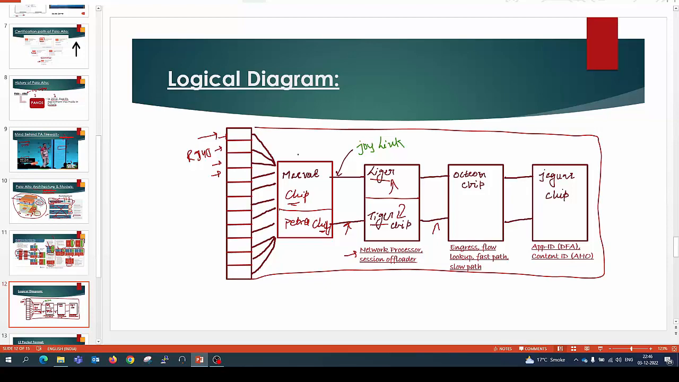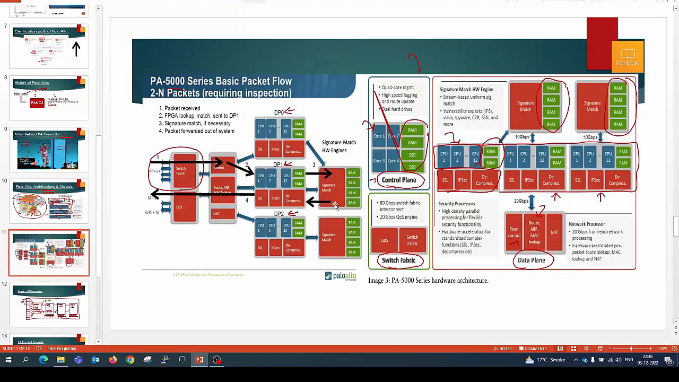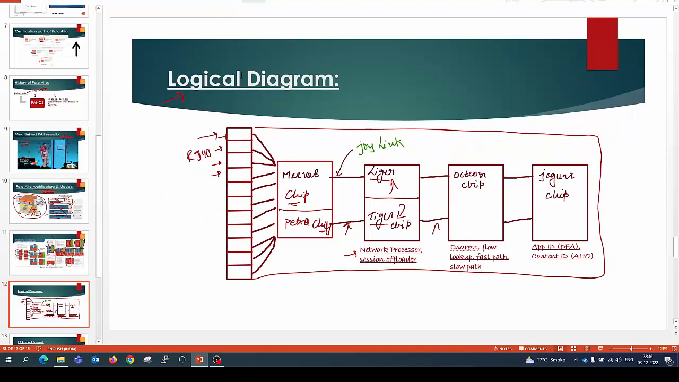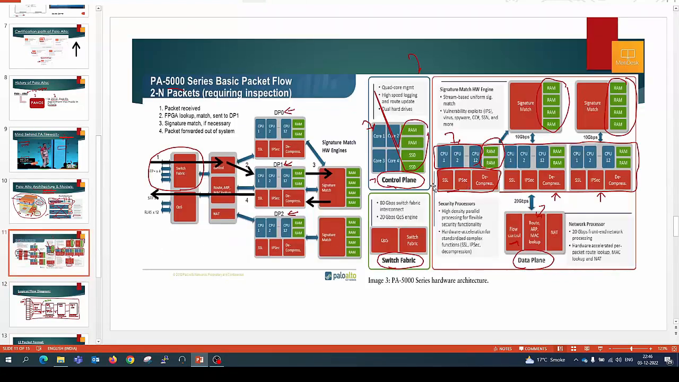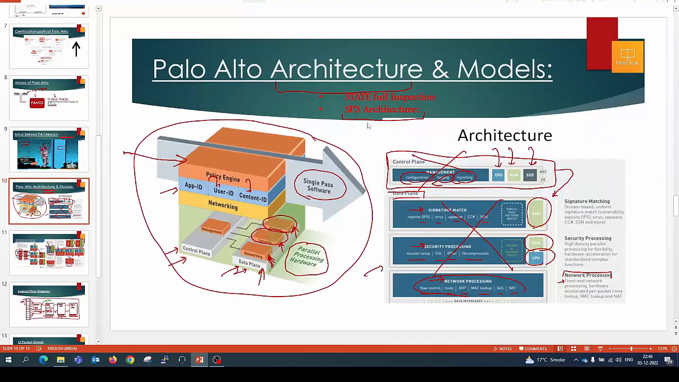All right. So this is the logical diagram of the Palo Alto. You have seen the hardware level diagram, and this one you can call the logical or flow diagram. Okay, this was the logical and the flow diagram. In the hardware architecture, you have seen what sort of CPUs and things will be there, right? And then we have seen our single pass parallel processing.